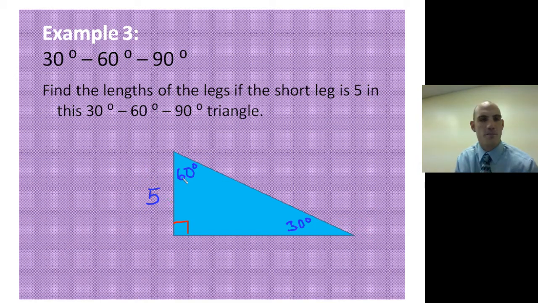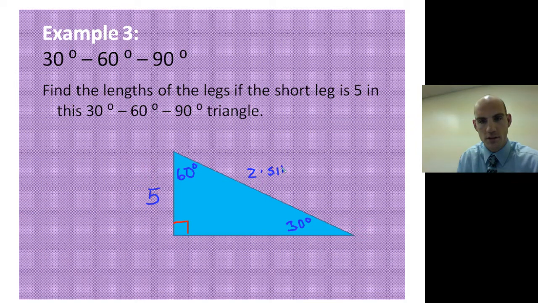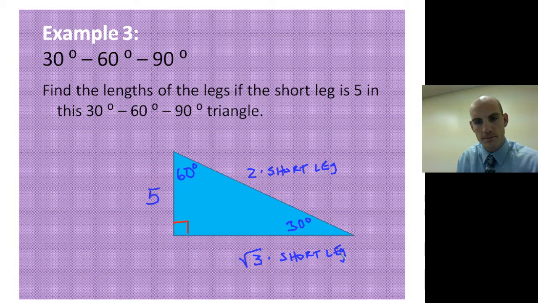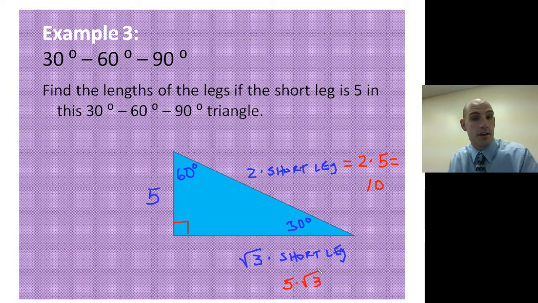it's opposite to 30. And basically I remember that this is 2 times short leg. And this is square root of 3 times short leg, right? And so when I go through and I look at this, this is going to be 2 times 5, which is equal to 10. And this is going to be 5 times the square root of 3. I can leave it like that. That's all you really need to do.